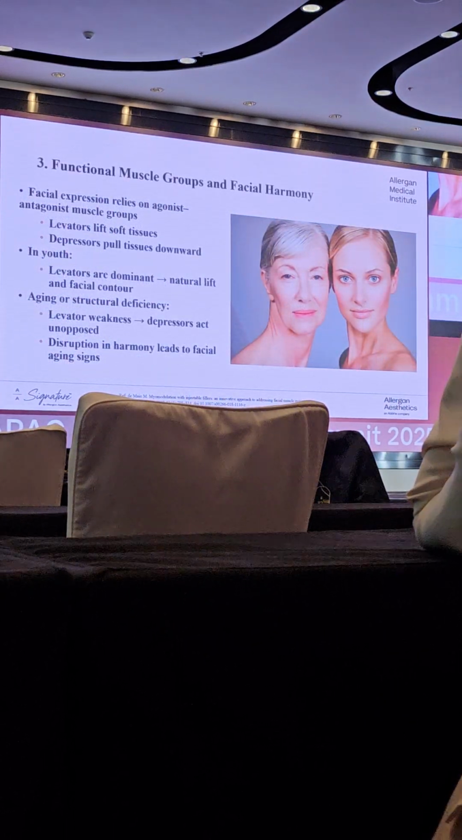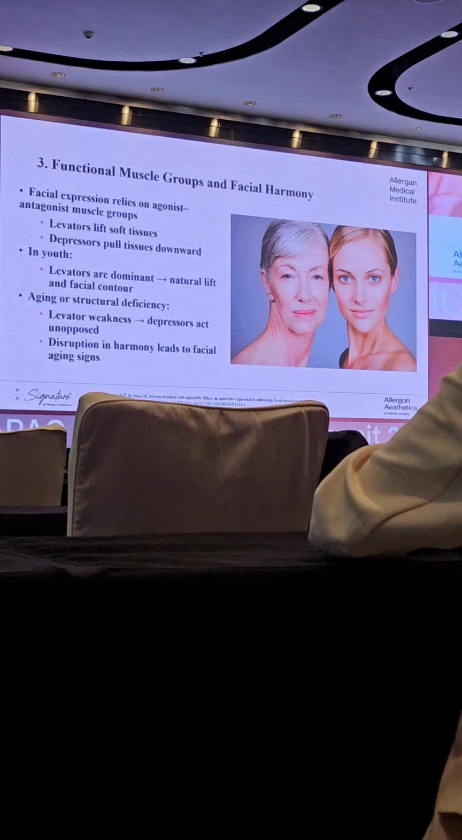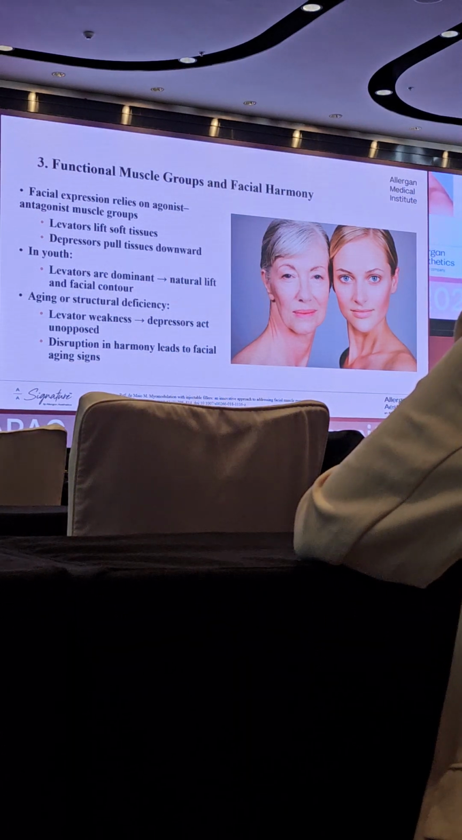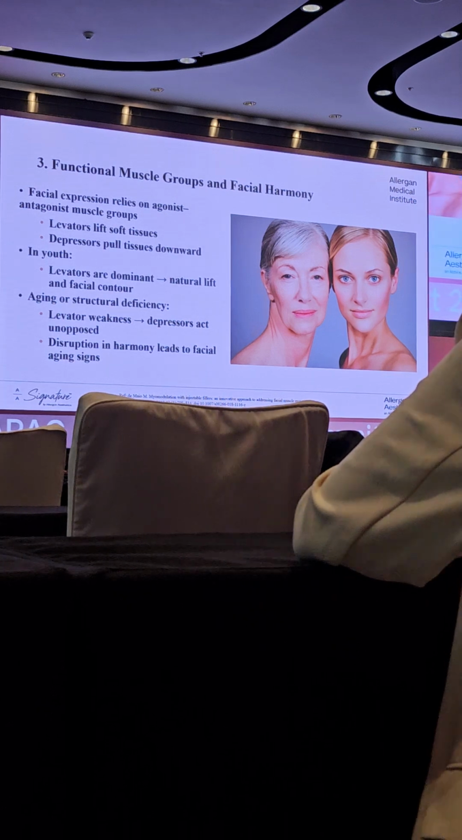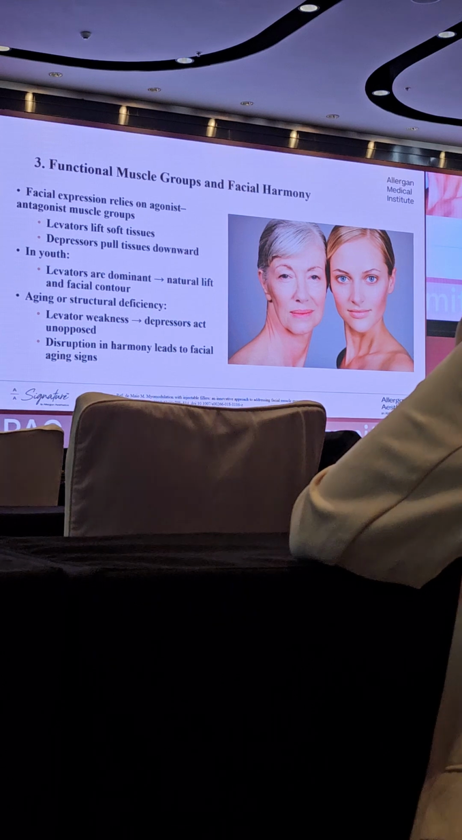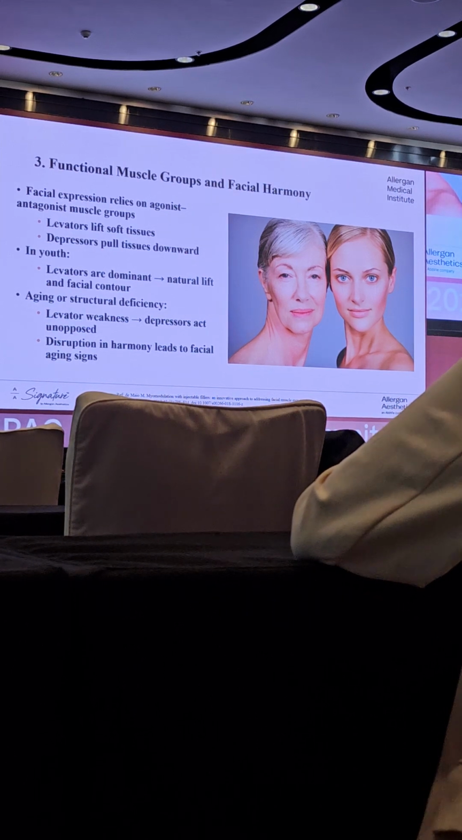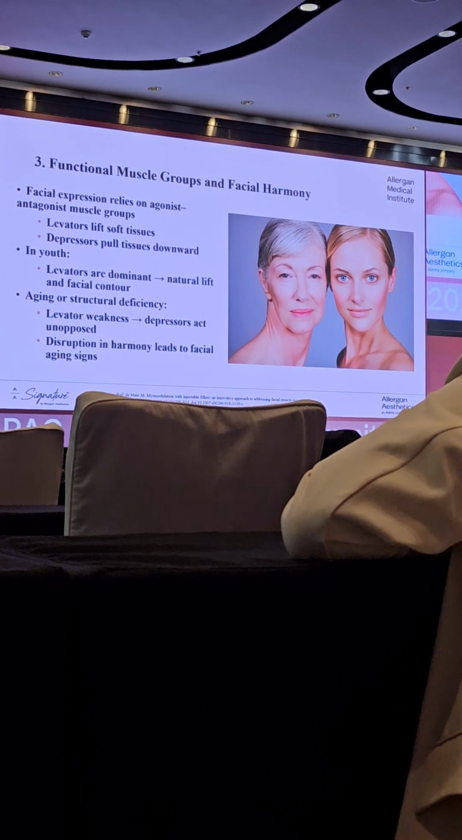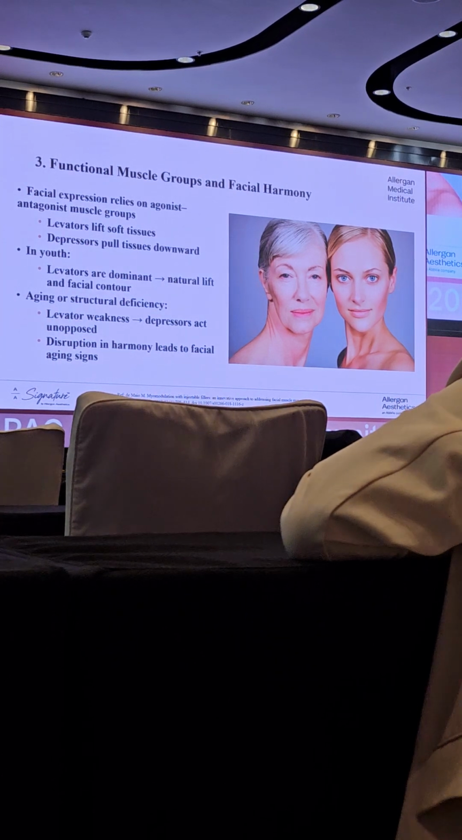And the third mechanism in facial movements is the balance between functional groups. We have levator muscles which lift the soft tissue, and depressor muscles which pull down the facial tissue. In youth, the levators are dominant, so the face is lifted upwards and there is a nice contour, whereas in aging, the levators become weak and the depressors become strong. That way you have a saggy and sad expression with age.